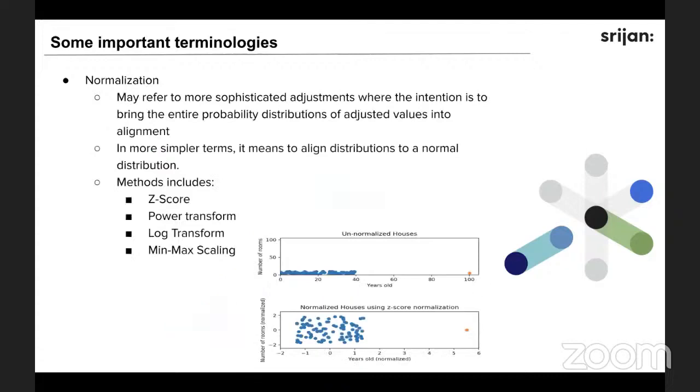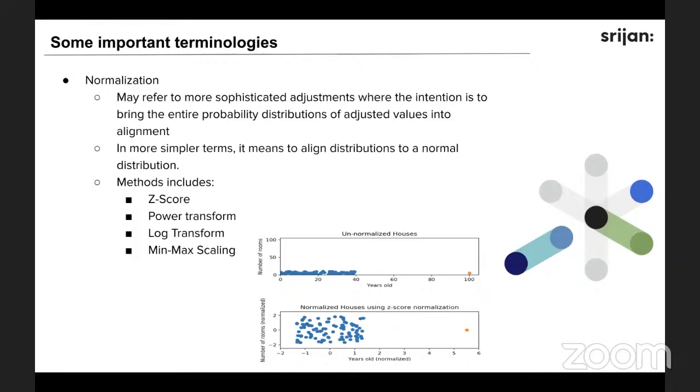Then there's a term which is called normalization. Normalization is basically nothing, in layman's terms, it is just converting your distribution to a normal distribution. There are some methods that you can use. I'm not going into the details of these methods, which are Z-score, power transform, log transform, and min-max scaling. You can explore these later on.